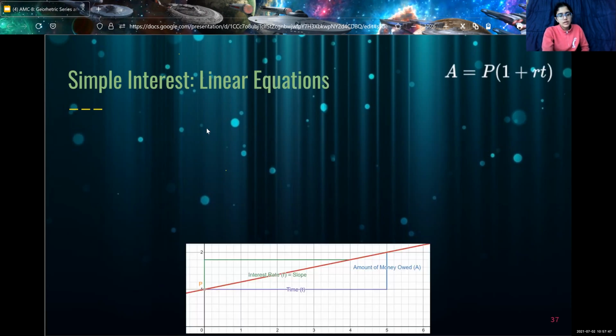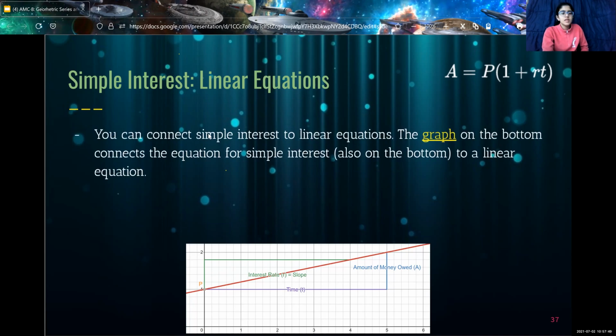Okay, so simple interest and linear equations. You can connect simple interest to linear equations. The graph connects the equation for simple interest, which is on the top now, to a linear equation. This graph links to a Desmos graph. You can open it up on your own time and play around with it just to see what it is. It connects simple interest to a linear equation.